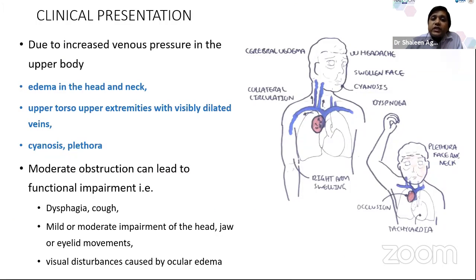However, the clinical presentation is mainly due to increased venous pressure in the upper body, which presents as edema in the head and neck region, upper torso, and upper extremities, with visibly dilated veins and the presence of plethora of the face. Moderate obstruction can lead to functional impairment also, like dysphagia and cough because of the obstruction to the trachea. Mild or moderate impairment of head, jaw, and eyelid movement because of the edema, and visual disturbance caused by the ocular edema.